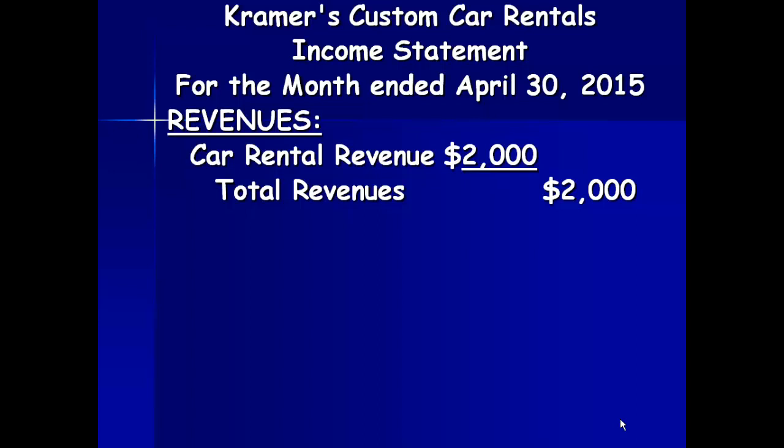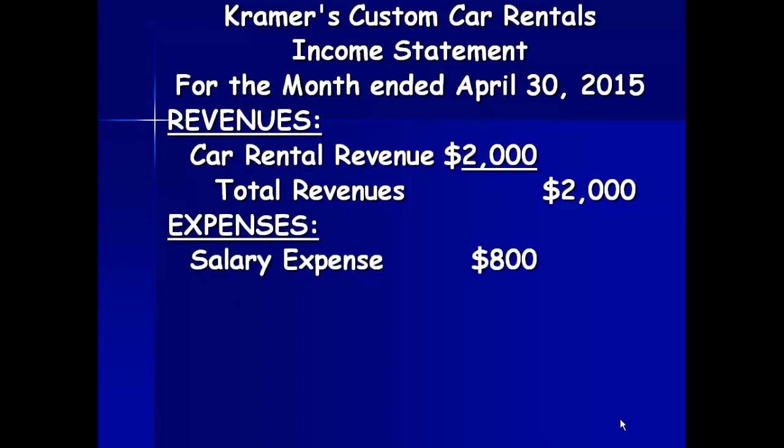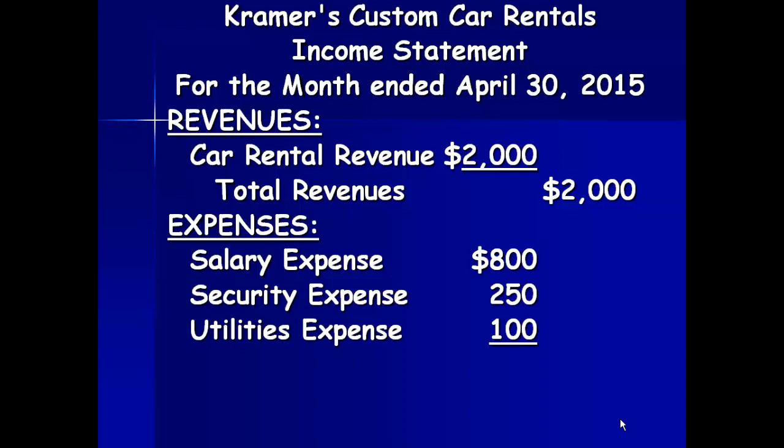All right, that's revenues. What comes after revenues in my income statement? Expenses. We're going to write that word next. And we had 3 different expenses, didn't we? I really don't care what order you list them in. Your textbook will always list them largest to smallest, but they'll always put miscellaneous last. So if you're trying to match up to the textbook, that's their order. But we have 3 expenses: salary, security, utilities. They all add up then to a total of $1,150?